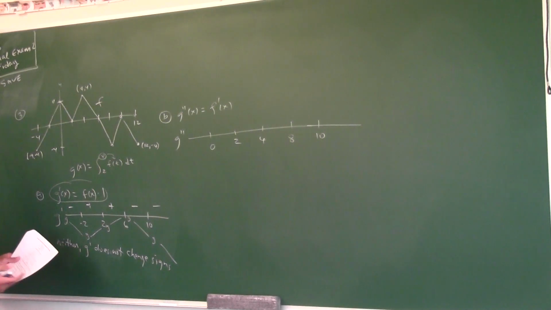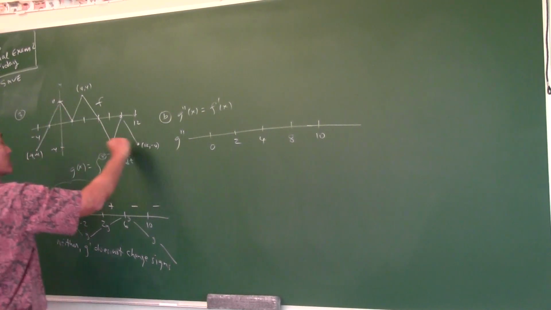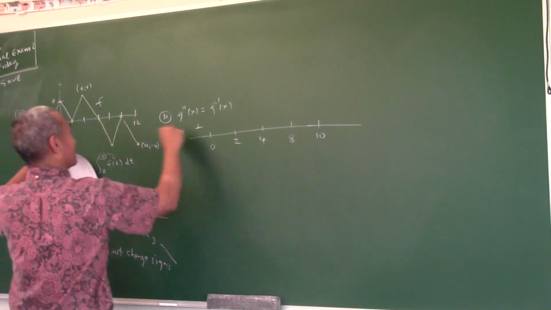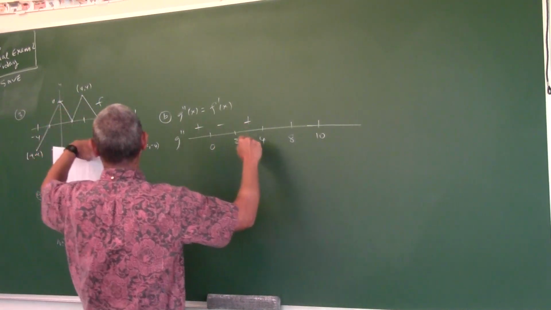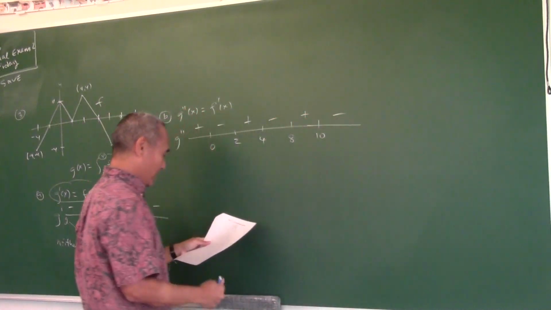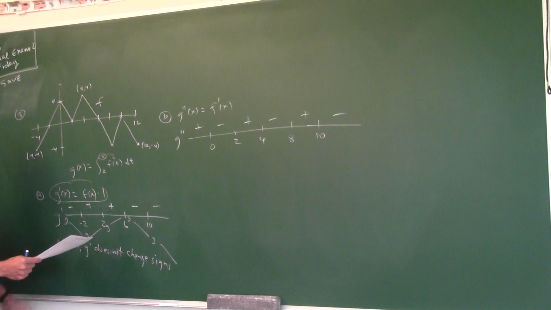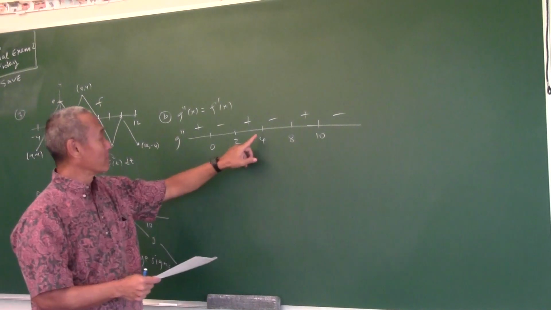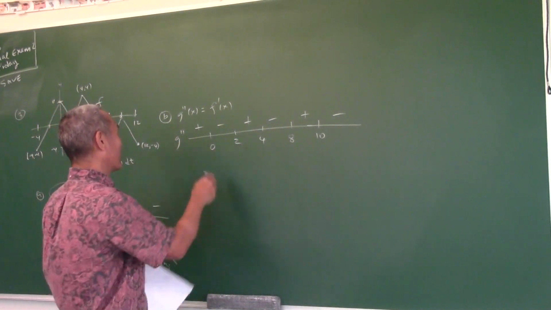And then, how do I fill in the signs? Well, if the graph is going uphill, the slope is positive. Downhill, negative. Uphill, positive. Downhill, negative. Oh, missed one. Uphill, positive. Downhill, negative. So the question is asking, does it have a point of inflection at x equal 4? And the answer is yes, because, oh, I forgot to write this.